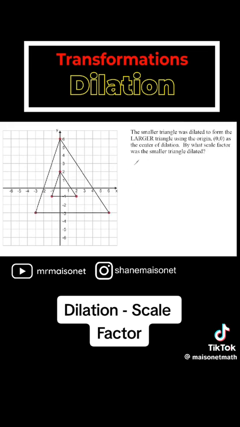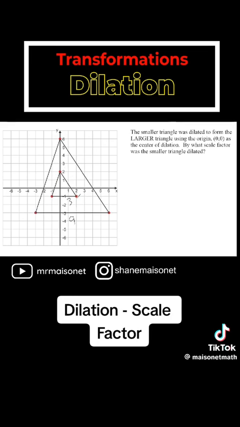Now, the first thing we should do when determining scale factor is figure out if we are shrinking or stretching our shape. This problem states that the smaller triangle was dilated to form the larger triangle, so we are stretching this smaller triangle to make the larger triangle. I'm going to start by using corresponding side lengths. The length of this smaller triangle's base is 3, and the length of this larger triangle's base is 9.